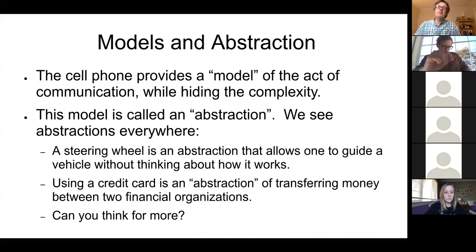A credit card. A credit card's an amazingly complex thing, but what a credit card is for you is an abstraction of financial transactions. And you can pay people with the belief that it's secure and people aren't going to be able to steal your money, right? And so it's an abstraction of secure financial transactions, right? Can you think of any other abstractions that you use?